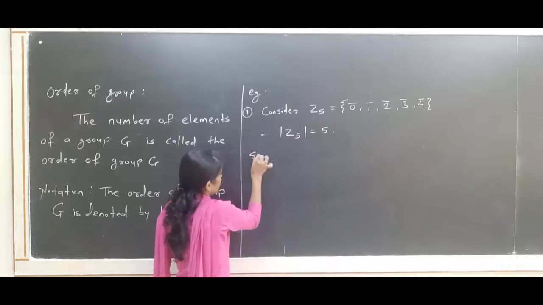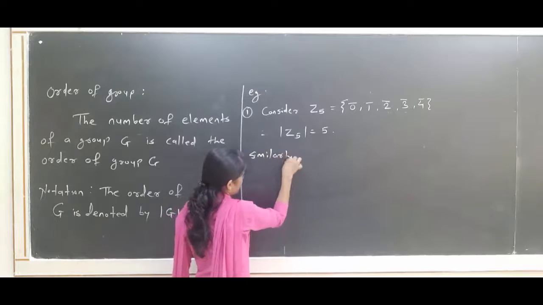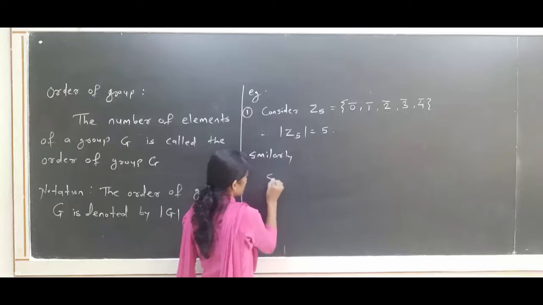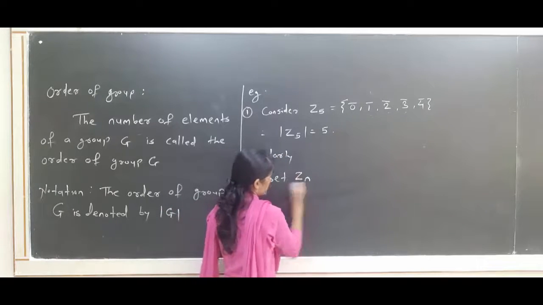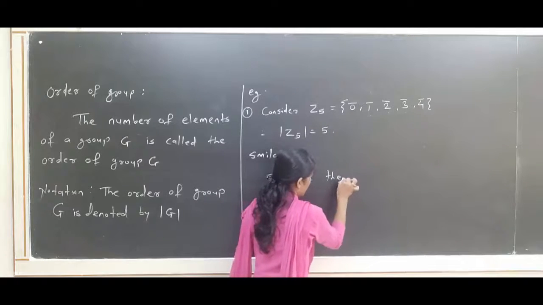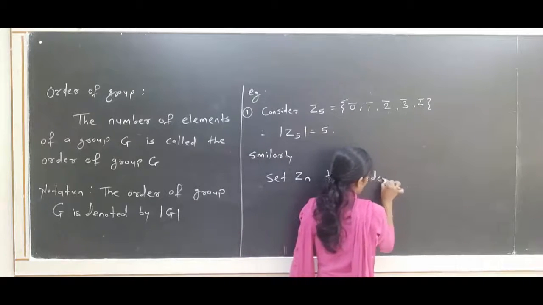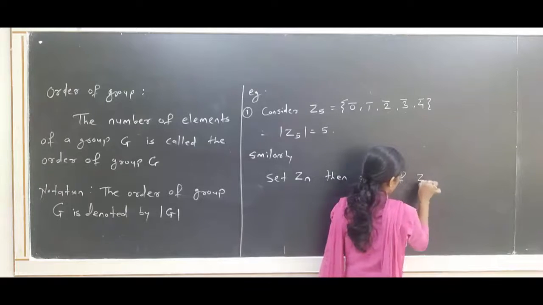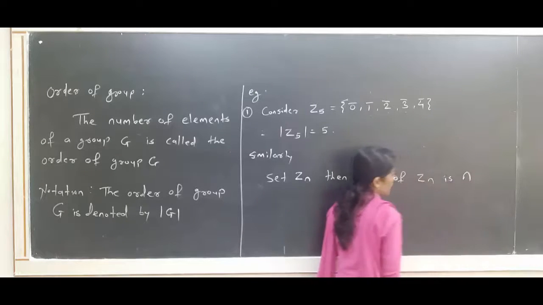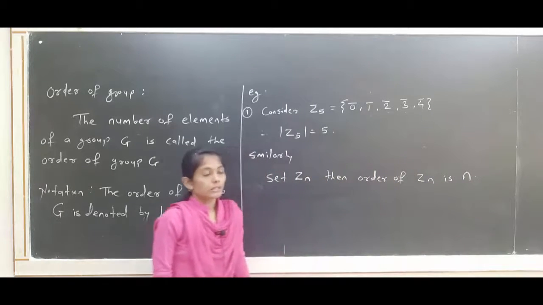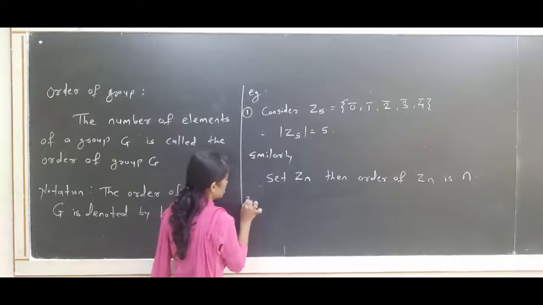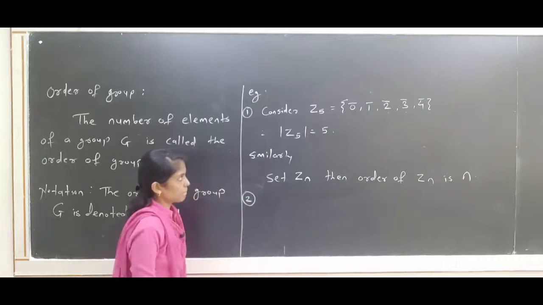So similarly, if we consider the set Zn, then order of Zn is n, right? Now we take the next example.